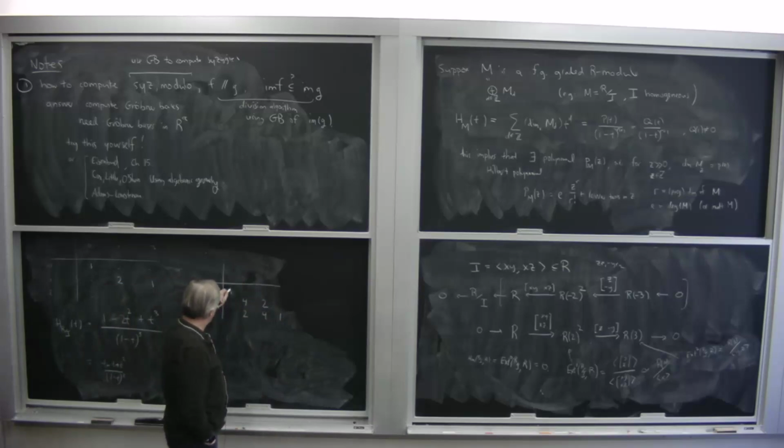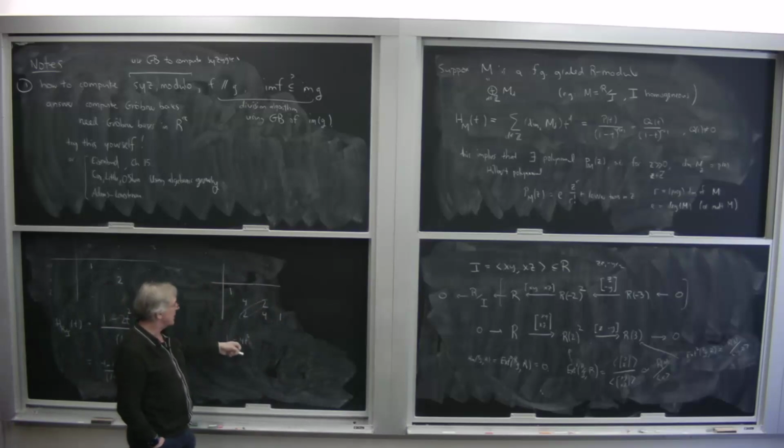So this one is going to give a 1. Here we get a minus 4t squared because it's in the 2 spot. But here we get a minus 2t cubed, and this is going to be a plus 2t cubed. So these two cancel each other out in the Hilbert series. So the Betti table is strictly more information than the Hilbert series.